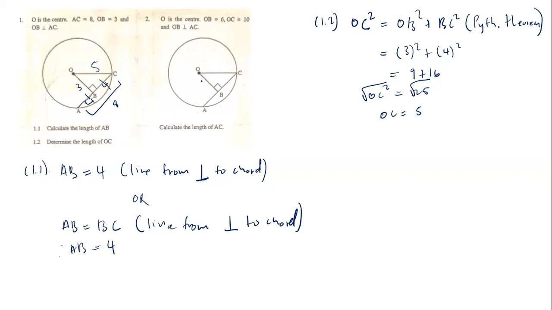Okay. Now let's move to question number 2. It says to us, the statement: O is the center. That's very important. OB is equal to 6 units. Where is OB? The line from center to the chord is equal to 6 units. And then OC, our radius, is equal to 10 units. And OB is perpendicular to AC, theorem number 1. You see, that means AB is going to be equal to BC. What's the reason? Line from center, perpendicular to chord, okay?